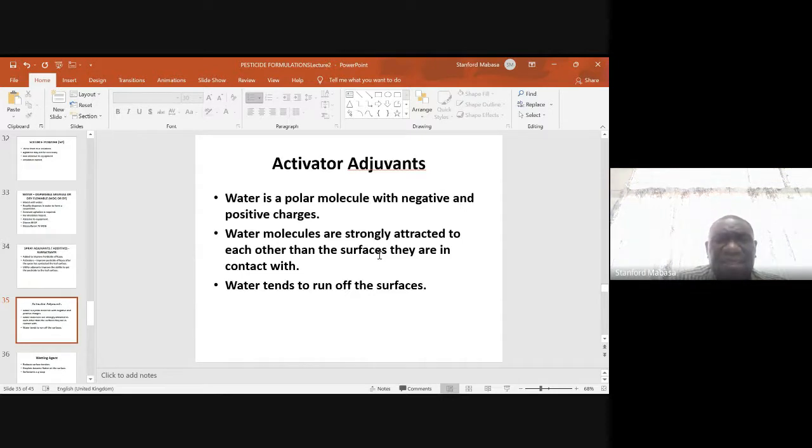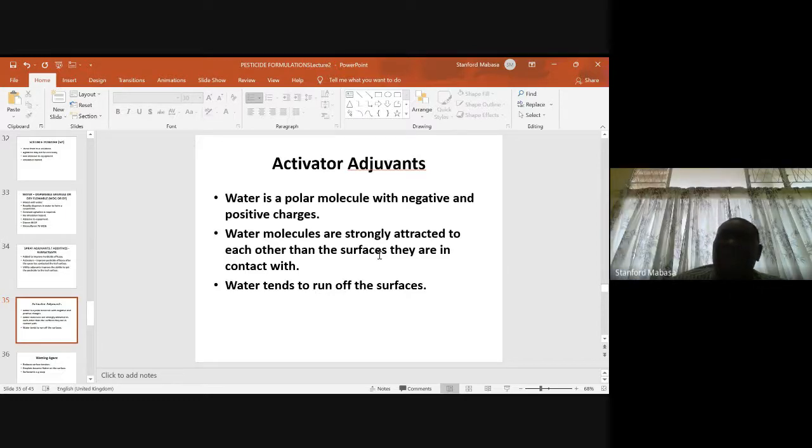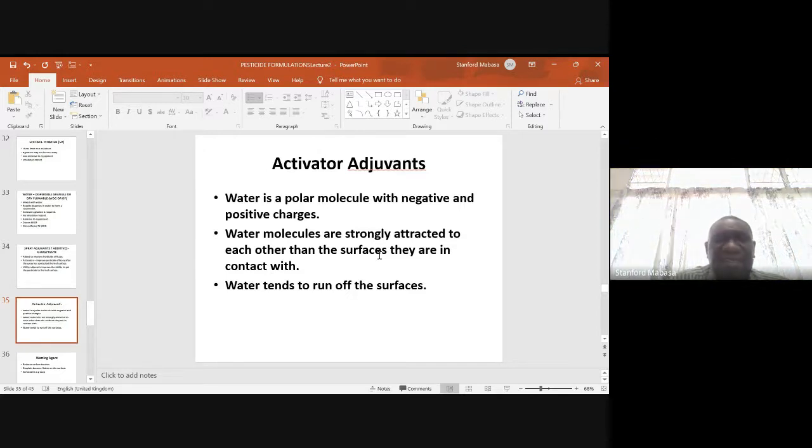Because of these charges, water molecules are strongly attracted to each other than the surfaces they are in contact with. Therefore, if you use water as a media to deliver your pesticides, water tends to run off from the target surfaces, which means it can go with the pesticide where it is not wanted. That's why you need the activator adjuvants.